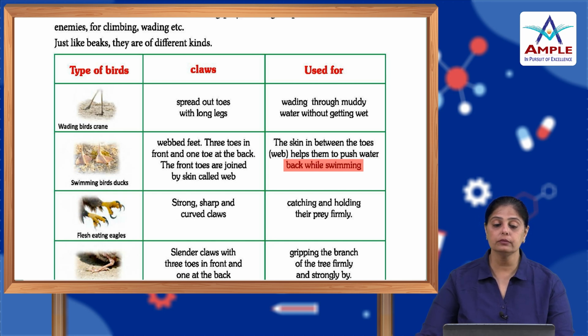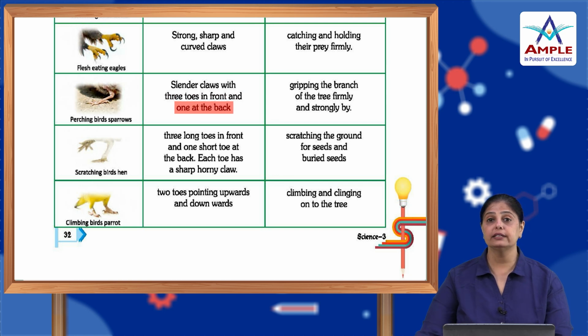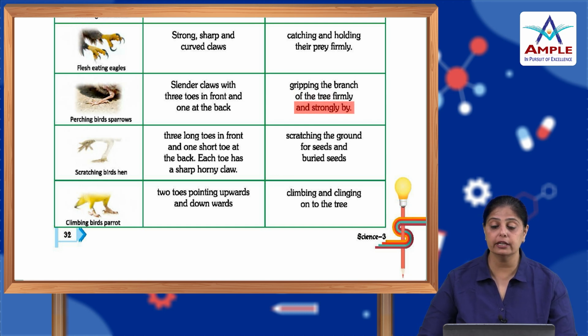Now, for the flesh eating eagles, their claws are strong, sharp and curved, which help them to catch and hold their prey firmly. Perching bird, sparrow. They have slender claws with 3 toes in front and 1 at the back, and it helps them to grip the branch of the tree firmly and strongly. It gives them a grip on the branches.